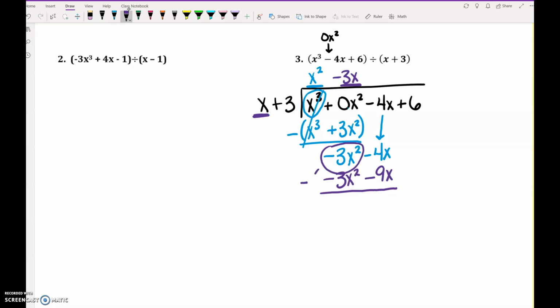Once you have those numbers underneath, we are going to subtract. This is the most common error, is forgetting that you are doing subtraction. Negative 3x squared minus negative 3x squared. That'd be negative 3x squared plus 3x squared. Those cancel. What is negative 4x minus negative 9x? Negative 13x. Positive 5x.